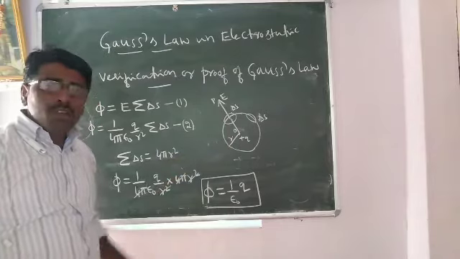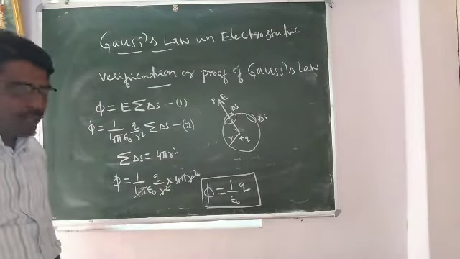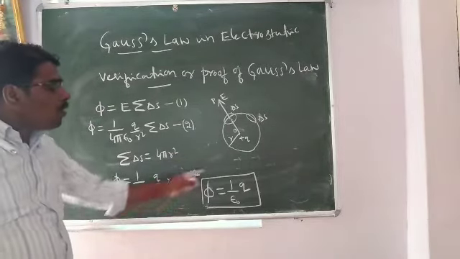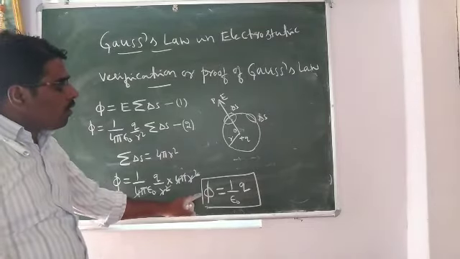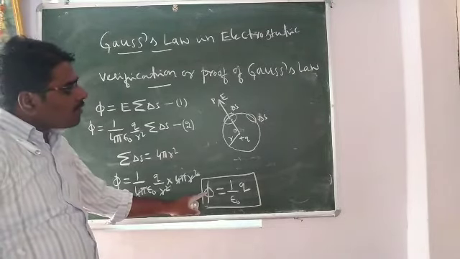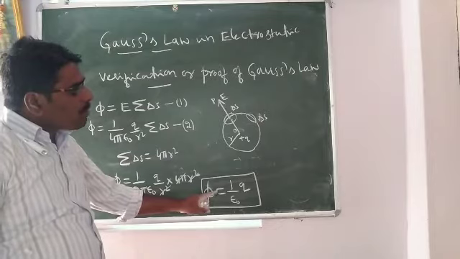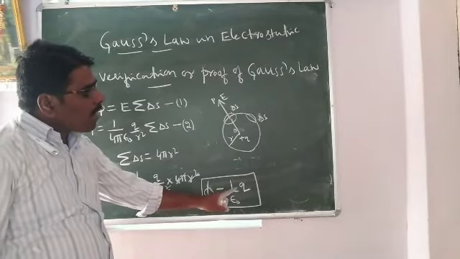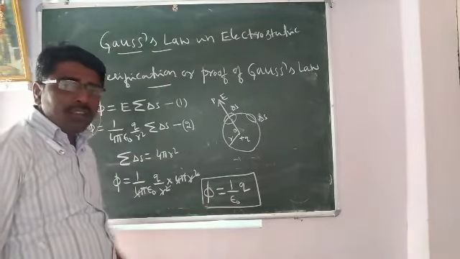It encloses the charge Q. This is the verification or proof of Gauss law. According to Gauss law, electric flux over the closed surface in a free space must be equal to 1 by epsilon naught times total charge enclosed by the surface.